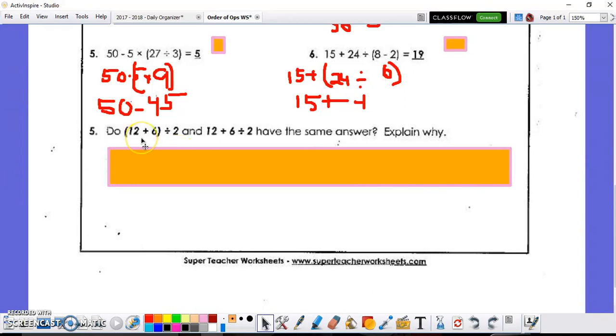And you can see here that I've got a problem with the same exact order of numbers, 12, 6, and 2. And the addition and division symbols are in the same exact spot. But the first one has parentheses around the 12 and the 6. The second one would force me to place the parentheses around the division, 6 divided by 2, which in this case you'd have to solve both of them and see, do you get the same exact answer? If yes, explain why. If no, explain why.